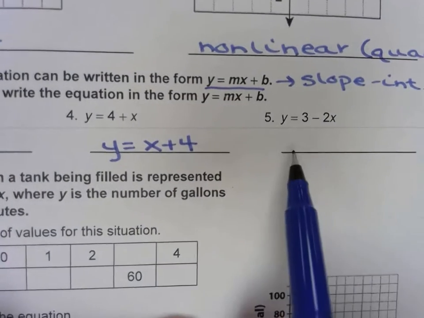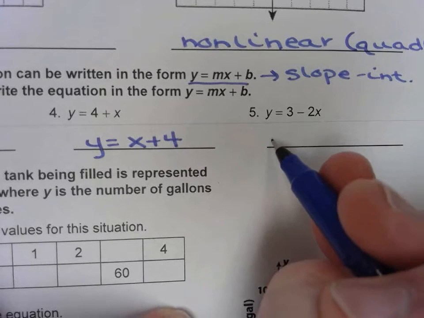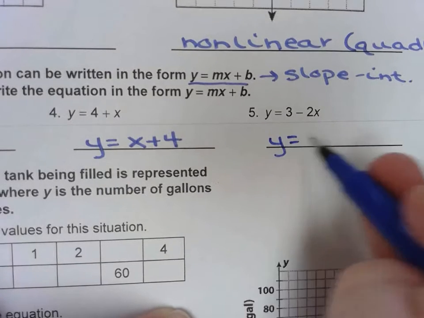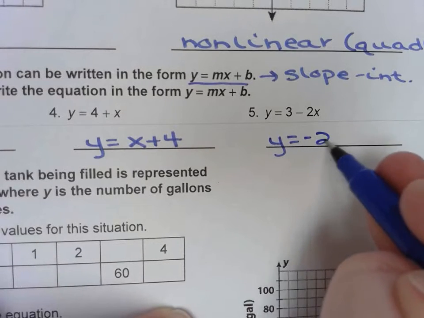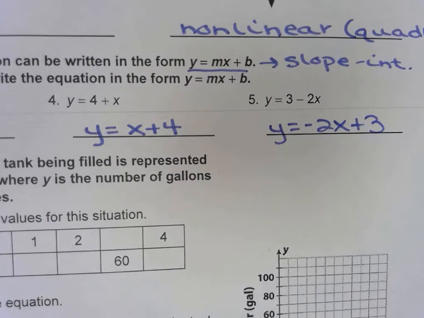And then 5. X is not squared. Can I write it in y equals mx plus b form? Which will be y equals negative 2x plus 3. Okay? So kind of review, just kind of looking over this stuff. And then let's look at the last example, and I'll give you some time to work on the homework.